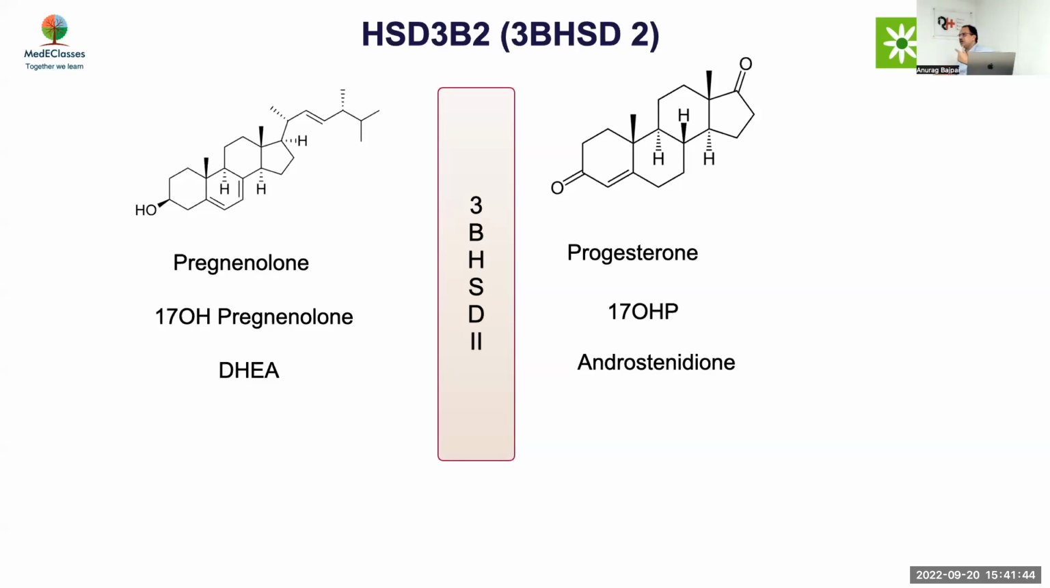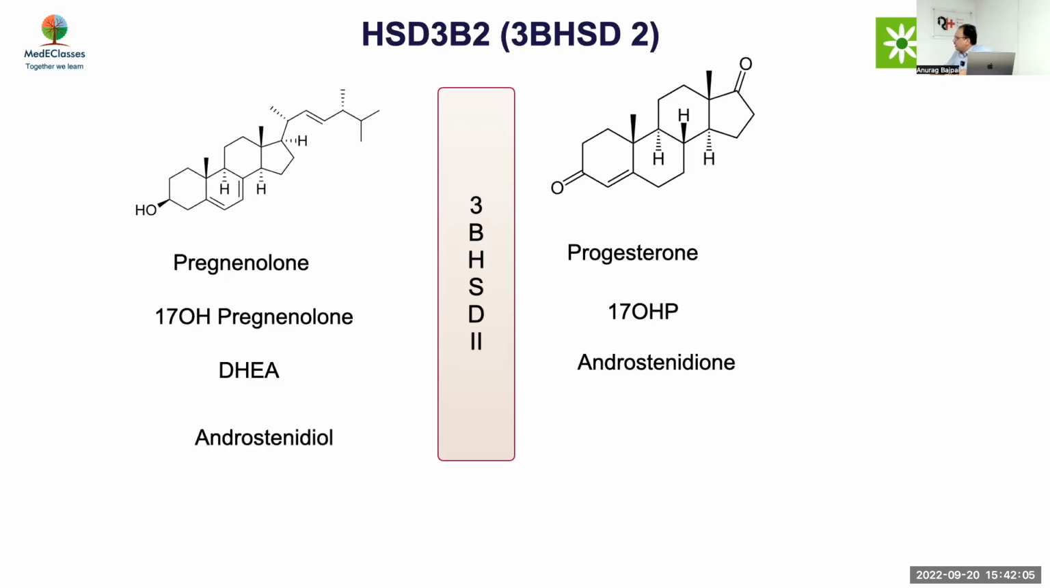But the 'but' comes here. Side chain cleavage is basically a P450 enzyme. This is a hydroxysteroid dehydrogenase. So side chain cleavage does not have an isoform. No extra-adrenal activity is there. But for 3-beta-HSD, you have extra-adrenal activity in which organs?